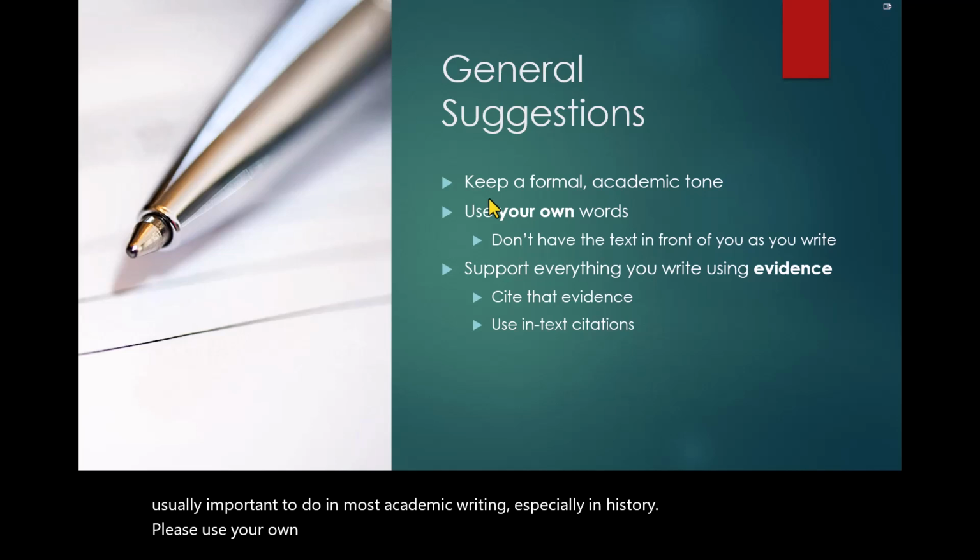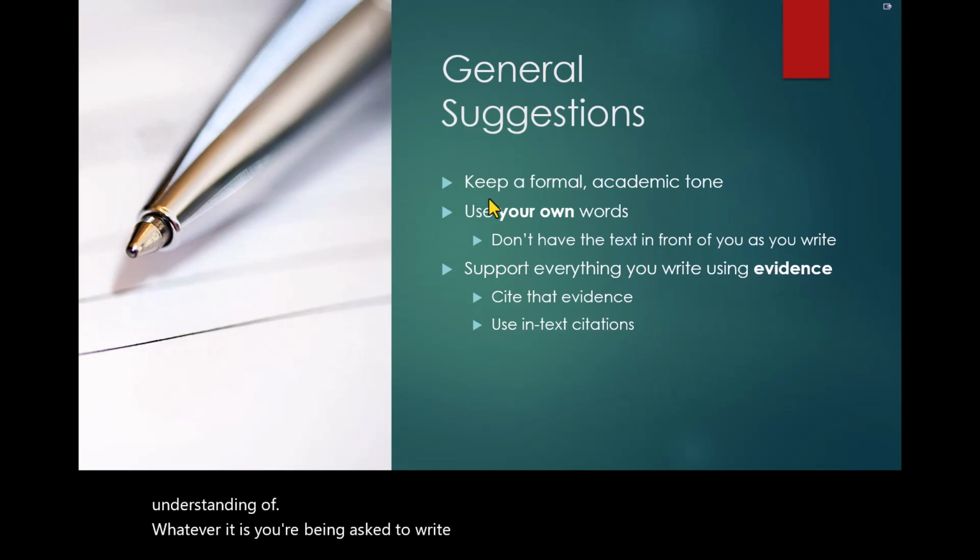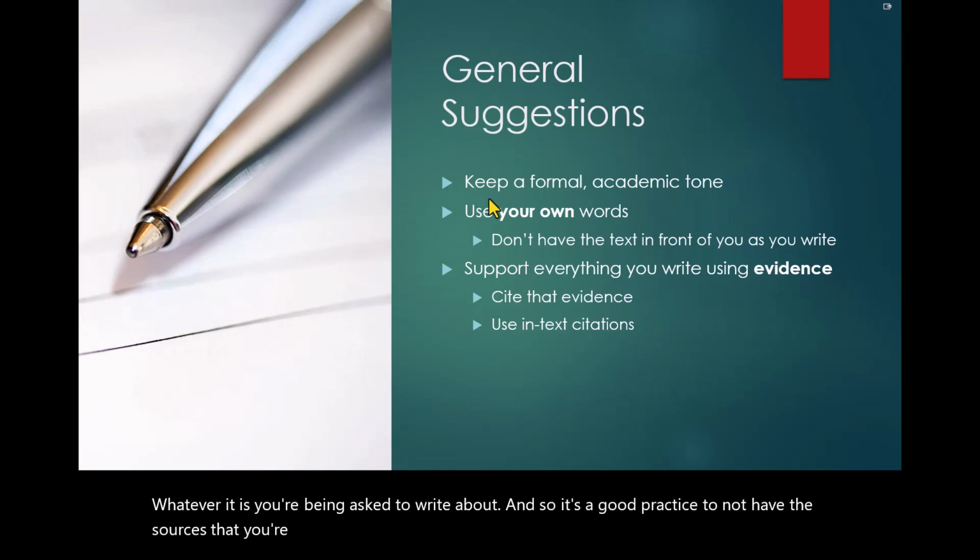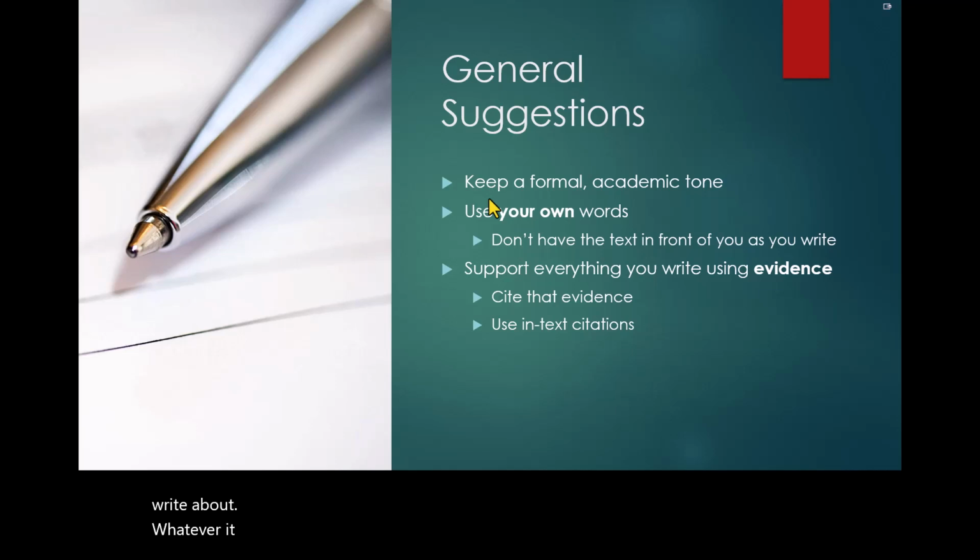Part of this requirement is that you show that you have an understanding of whatever it is you're being asked to write about. And so it's a good practice to not have the sources that you're using in front of you as you write. Instead, read those sources and then write about whatever it is that they discuss that relates to the question you're answering.